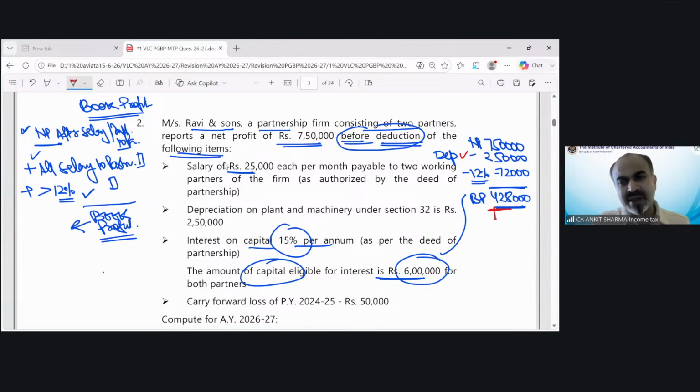Now, can you tell me how much salary is allowable under the Income Tax Act? What is the maximum permissible limit of salary under income tax on the basis of book profit? Or tell me how much salary would be maximum allowed on this book profit of 4,28,000. Can you tell me?